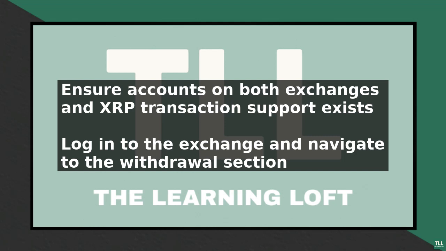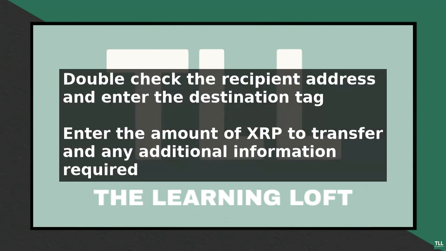Select XRP as the currency you want to withdraw and enter the recipient address, which is the deposit address of the exchange where you want to send your XRP. Make sure to double-check the recipient address, as XRP transactions are irreversible. You will also need to enter the destination tag, which is a unique identifier for the recipient account. This is usually provided by the receiving exchange.